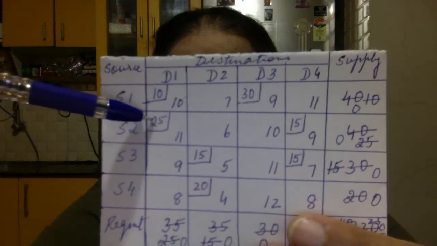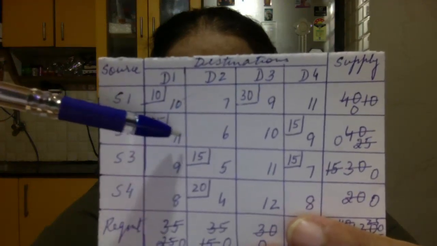S2 D1, 25 units at the rate of 11. That should be 275, I think. Yeah, 275. So we have finished 3 allocations, 4 more to go.